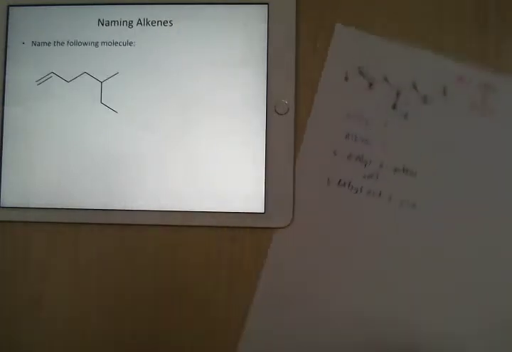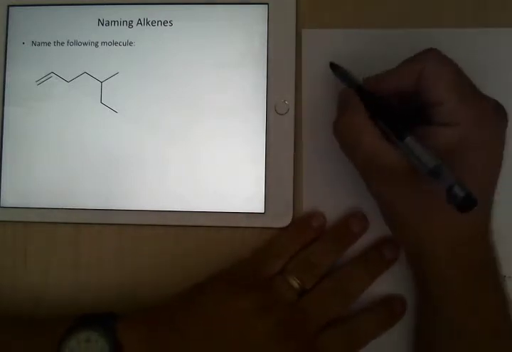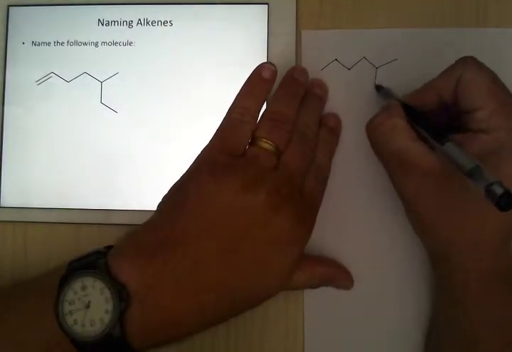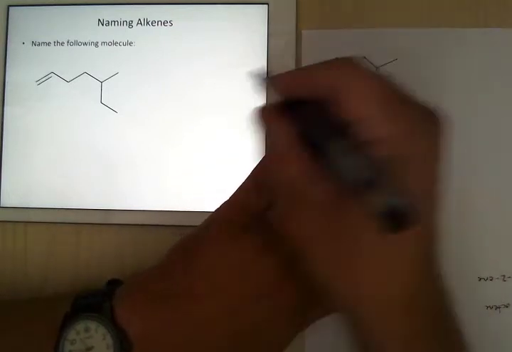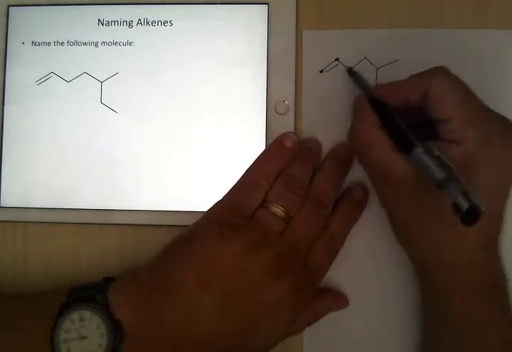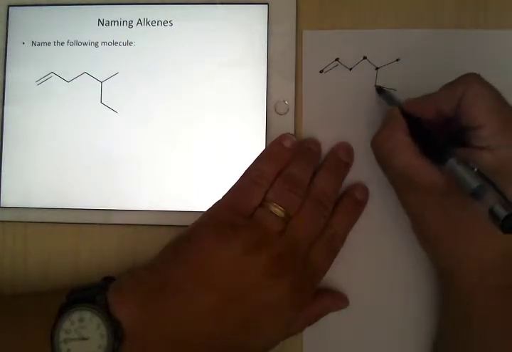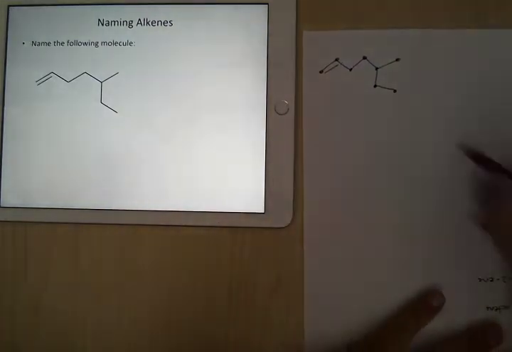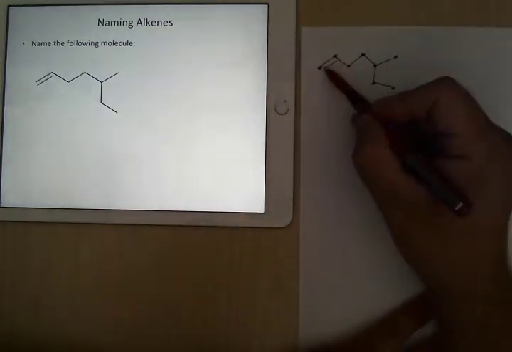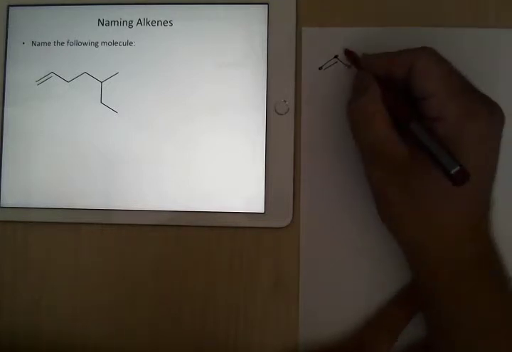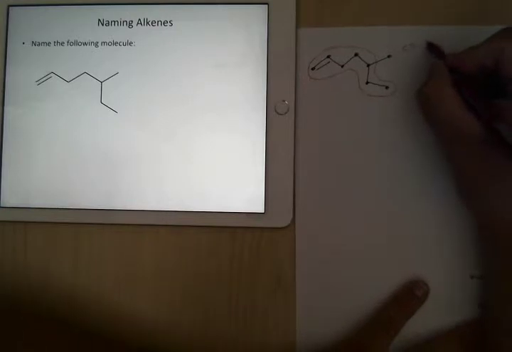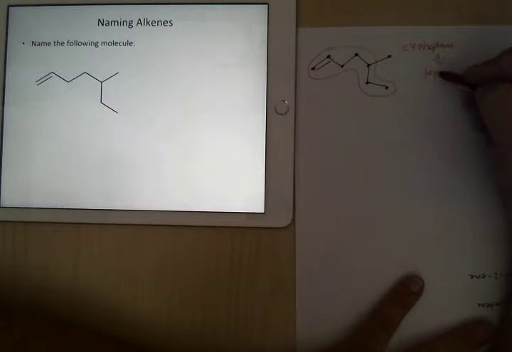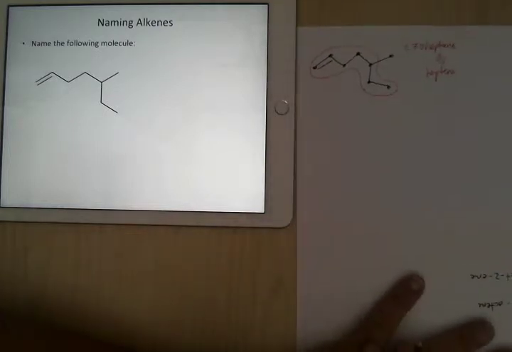So for this one, this is the end of a chain, like that. So you end up being 1, 2, 3, 4, 5, 6. 1, 2, 3, 4, 5, 6, 7. So we're going to end up needing to be this one. So C7. Normally it's heptane, but since it's a double bond, it's heptene.